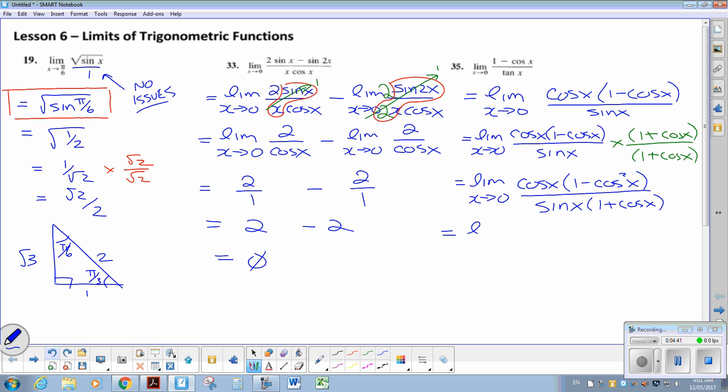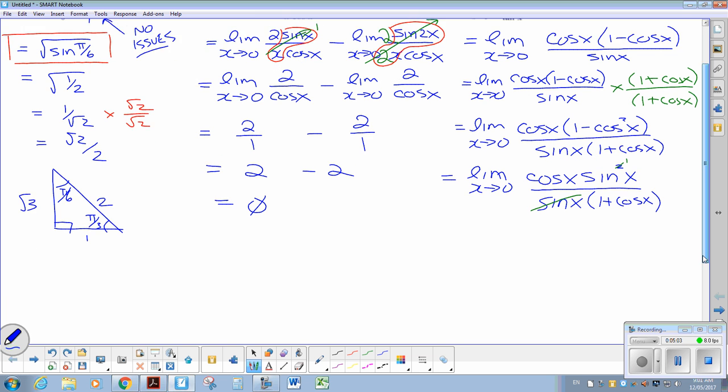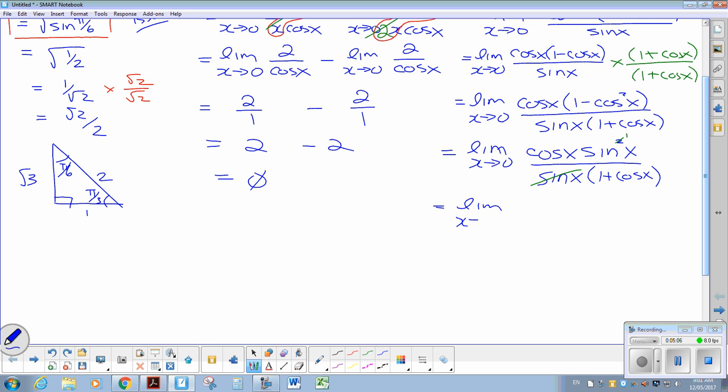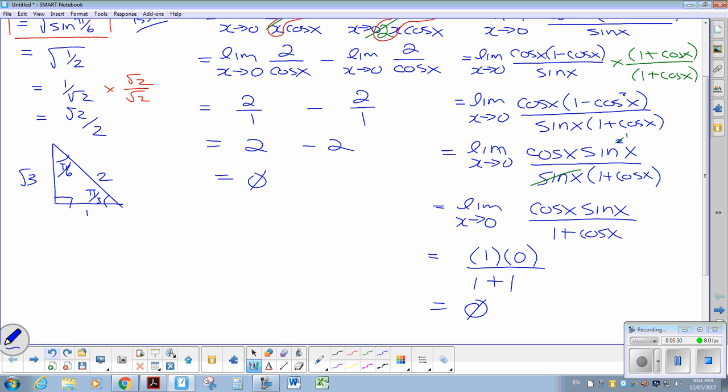Now we know that 1 minus cos squared x from our identities can be rewritten as sine squared x. I have a sine on the bottom and a square on top, so that'll reduce the exponent to a 1. So that means I have the limit as x approaches 0 of cos x sine x over 1 plus cos x. Now I can evaluate it because our denominator is no longer 0. We know that cos of 0 is 1, sine of 0 is 0, over 1 plus 1, which means it's 0 over 2, or a value of 0.